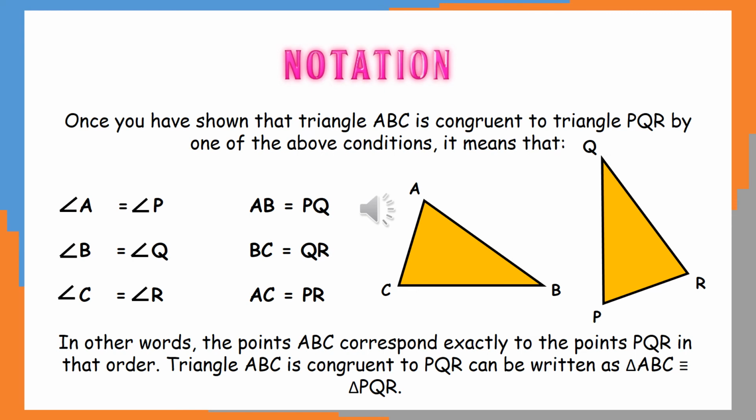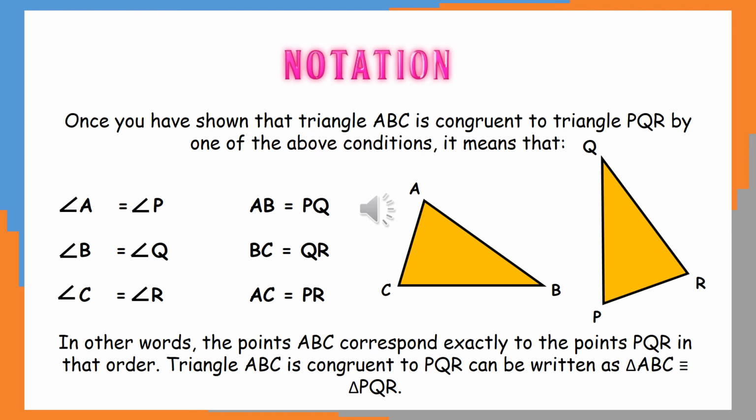Once you have shown that triangle ABC is congruent to triangle PQR by one of the above 4 conditions which we studied, it means that angle A equals angle P, angle B equals angle Q, and angle C equals angle R. And also line segment AB equals PQ, BC equals QR, and line segment AC equals PR.